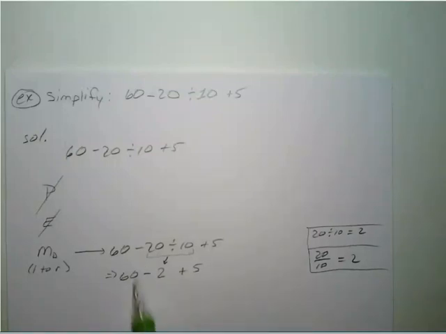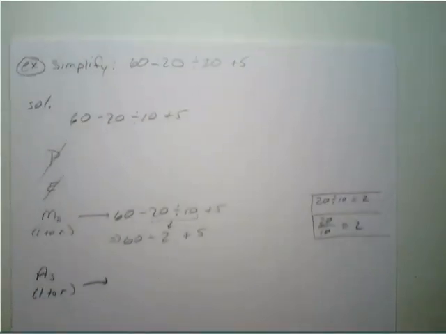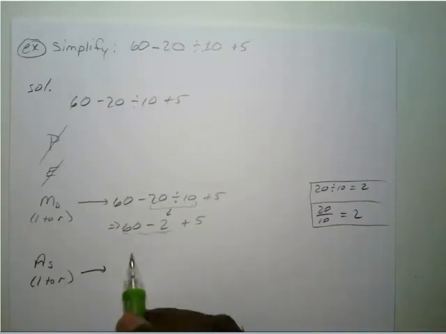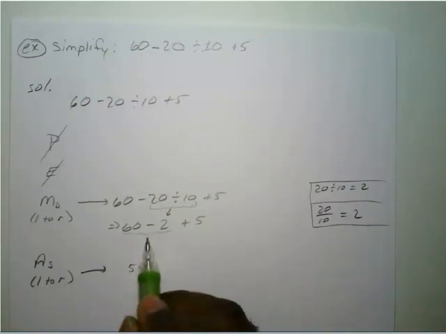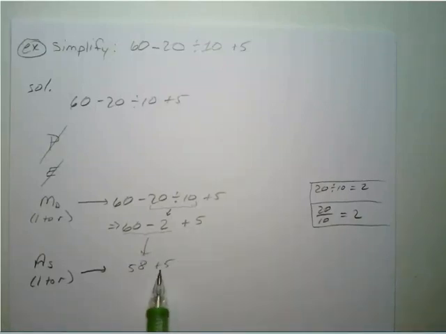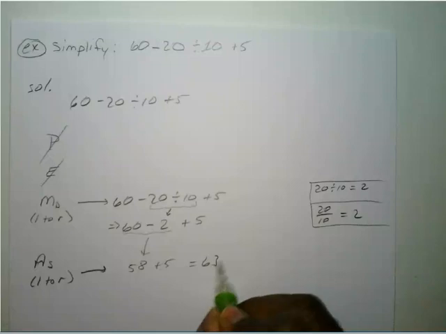So you have 60 minus 2 plus 5. Okay, so we don't have any more division or multiplication, so that's the only one. Now we do addition or subtraction, again from left to right. Okay, so we have 60 minus 2, which is 58, plus 5. Okay, so 58 plus 5 is equal to 63.